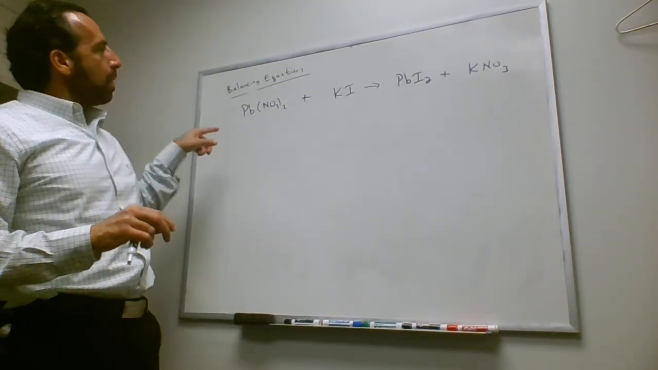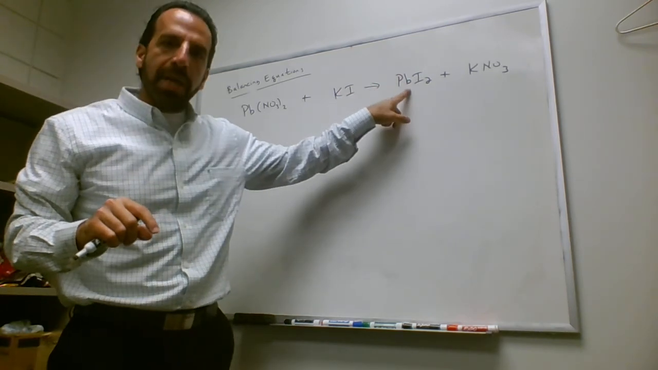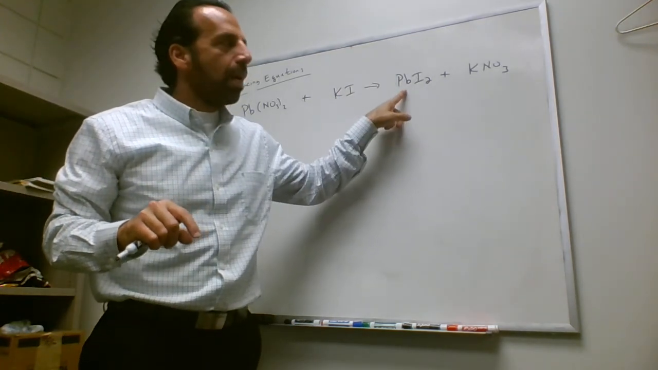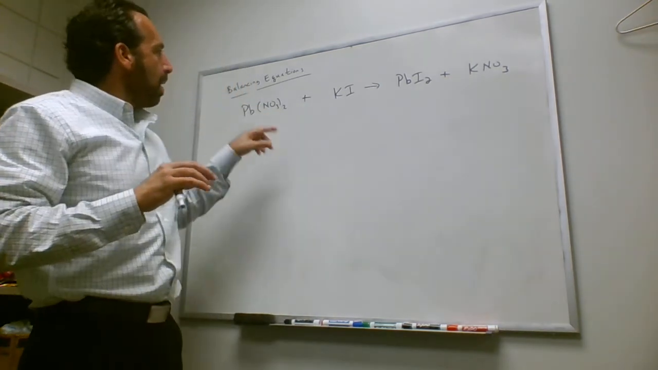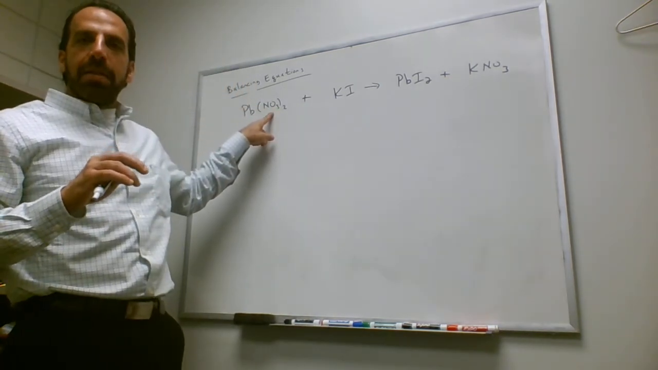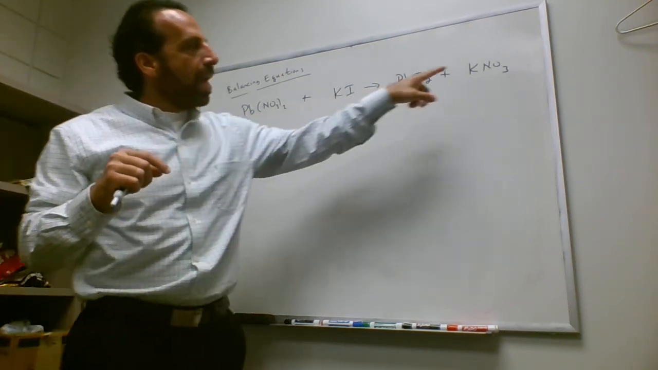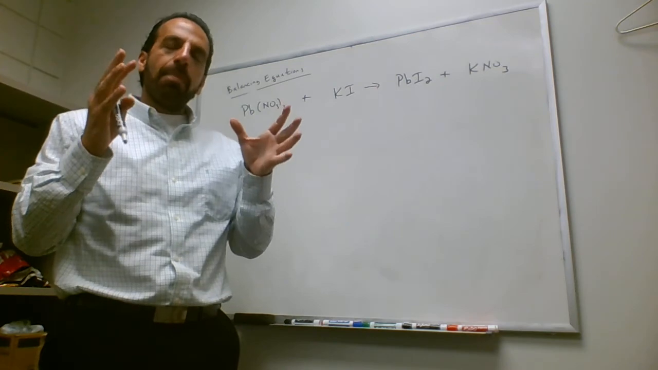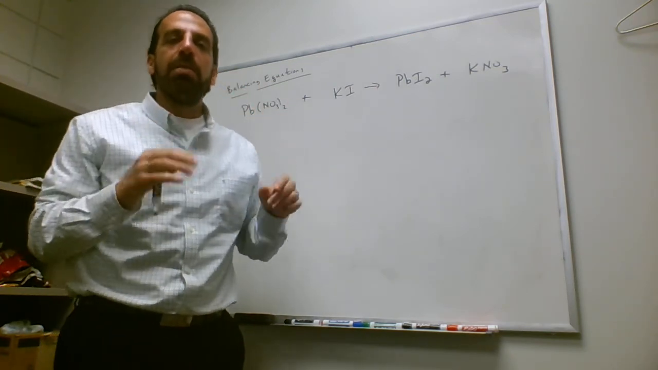Let's take a look at the second one. And this one I have lead 2 nitrate plus potassium iodide forms lead 2 iodide plus potassium nitrate. A couple of things with this one. When I have a polyatomic ion, it stays the same in this case before and afterwards. I like to lump the polyatomic together. I don't want to break it down into nitrogens and oxygens. It just makes it more complicated.